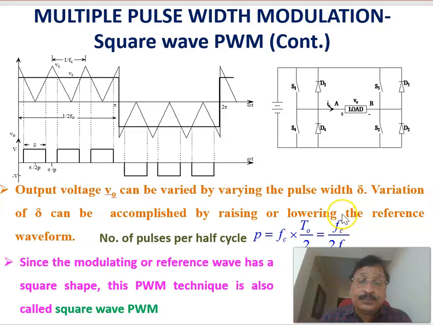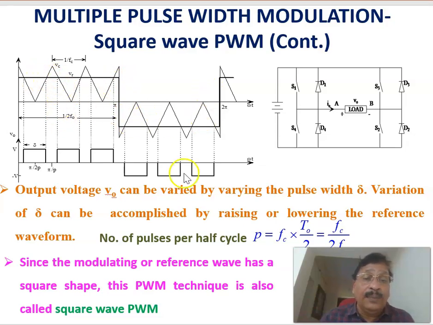And here, the number of pulses per half cycle, in this case, is equal to 3. Therefore, the number of pulses per half cycle is given by the carrier frequency divided by 2 times F0, where F0 is the frequency of the reference signal.